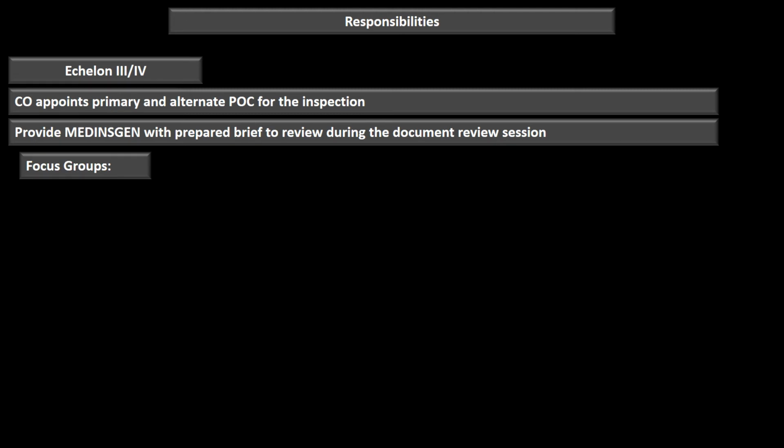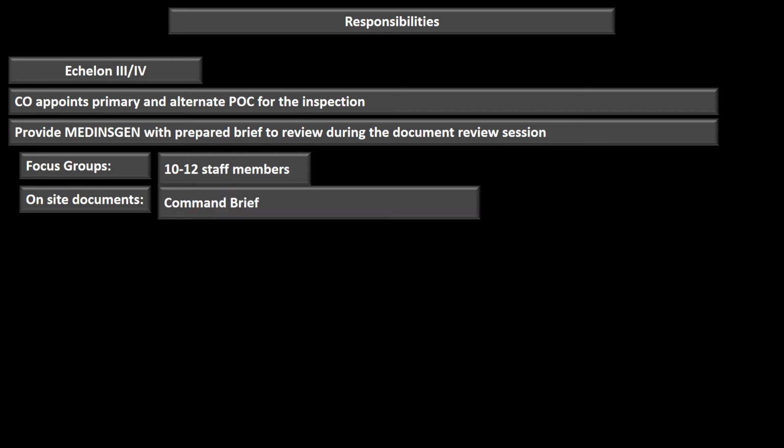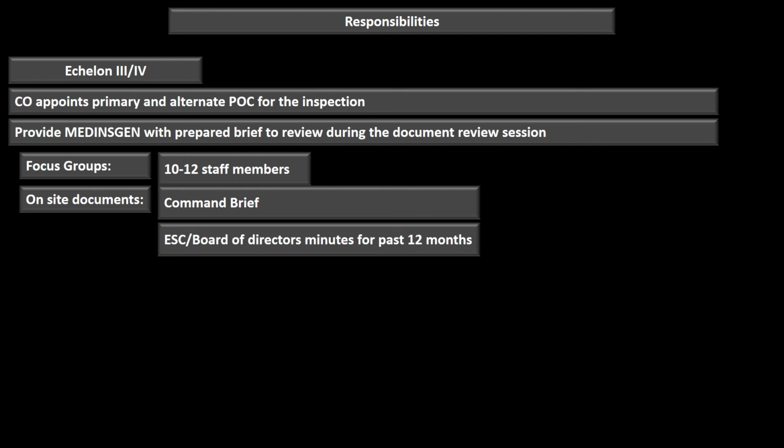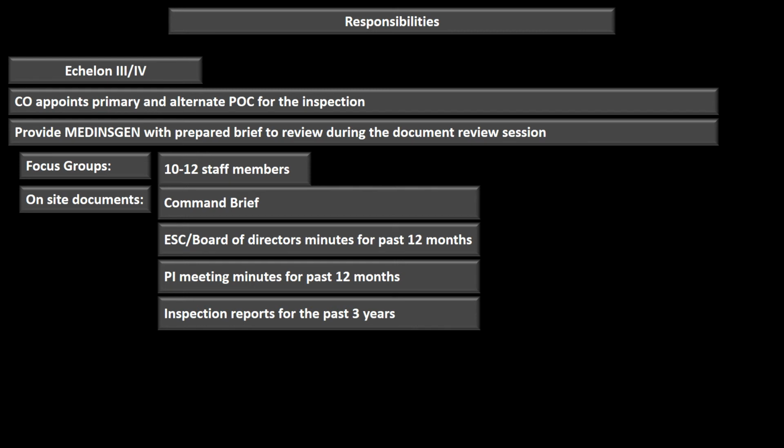Okay, they've got to allow for the different focus groups, with 10 to 12 staff members per focus group, and they have to provide some documents. So we're going to list some of the documents they have to provide for the brief. They have to have the command brief, like we mentioned before. They have to have the Executive Steering Council and Board of Director minutes for the last 12 months. They have to have process improvement meeting minutes for the past 12 months.